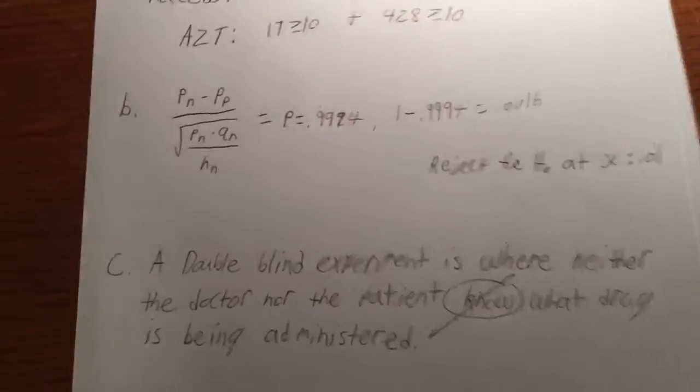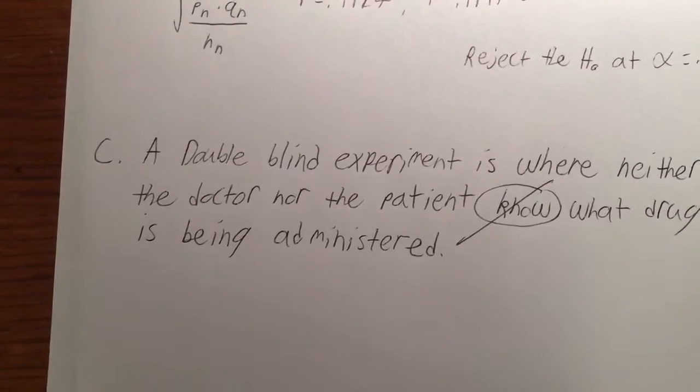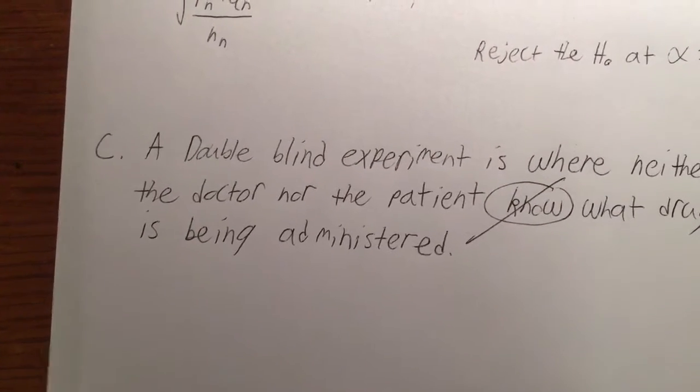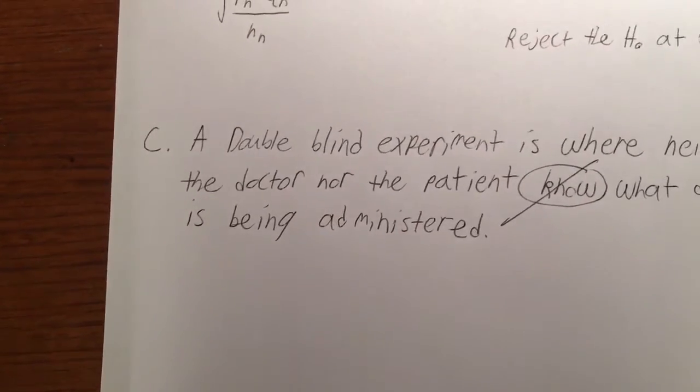And so this video is concluded, and in this we learned about double blind and how this is used in experiments, and about 1 proportion z-tests.